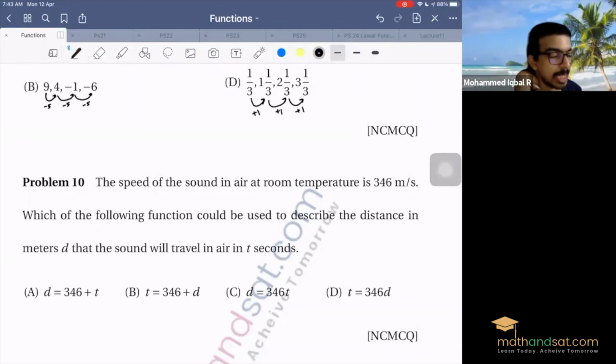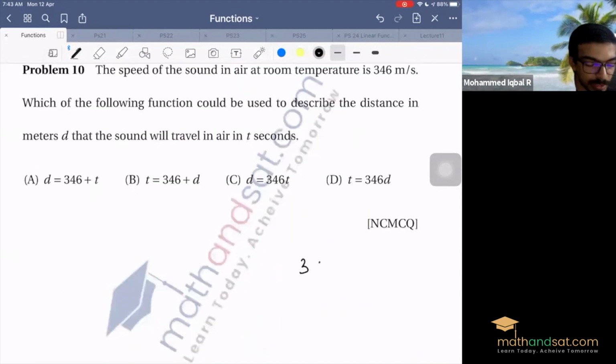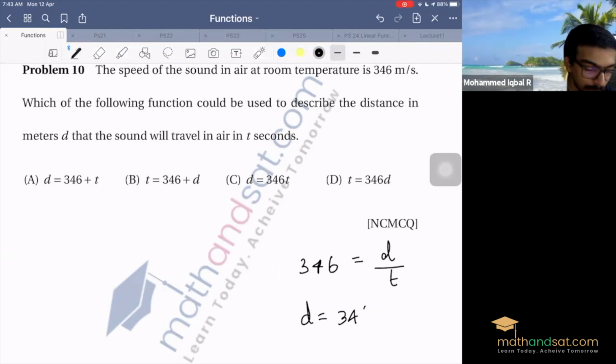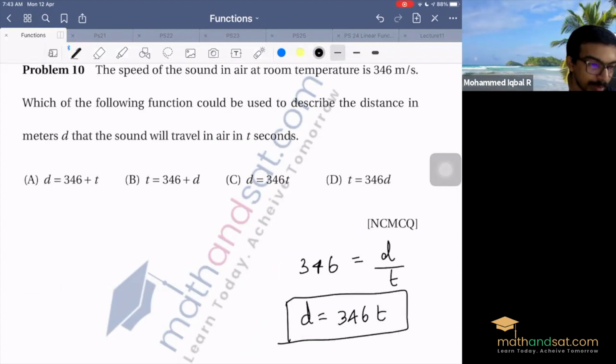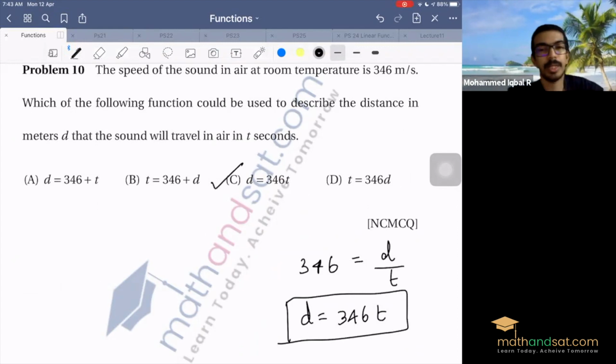The speed is a constant quantity which is given to be 346. So your speed is 346, and that is going to be distance over time. So d is equal to 346 times t.